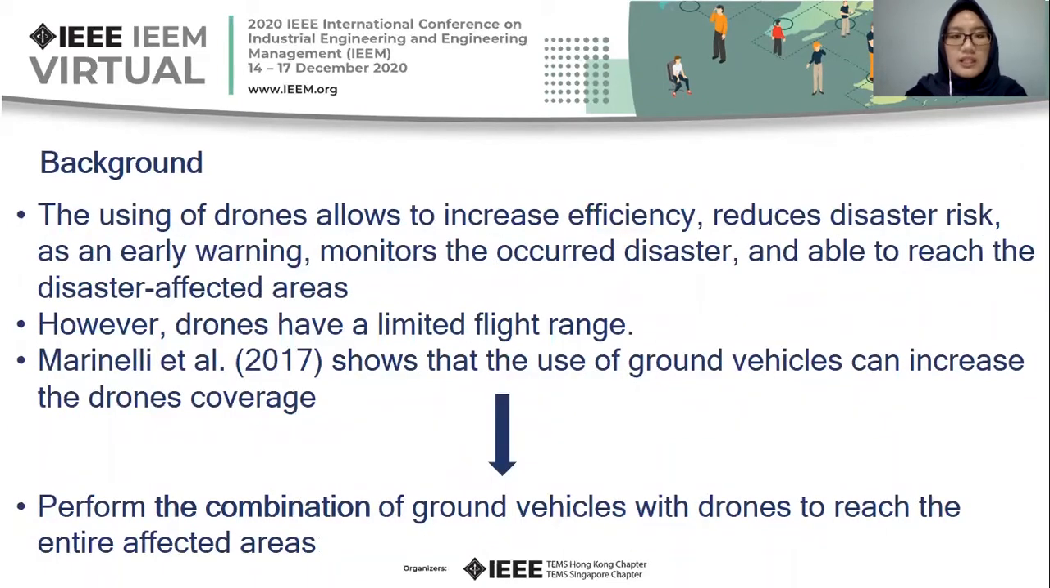The use of drones allows us to increase efficiency, reduce disaster risk, provide early warning, monitor the disaster that occurred, and reach the disaster-affected areas. However, drones have a limited flight range due to the maximum flight time, depending on the type of drone used. A research in 2017 shows that the use of ground vehicles can increase the drone's coverage. So, to possibly reach the entire affected areas, we consider a combination of ground vehicles with drones in this research.